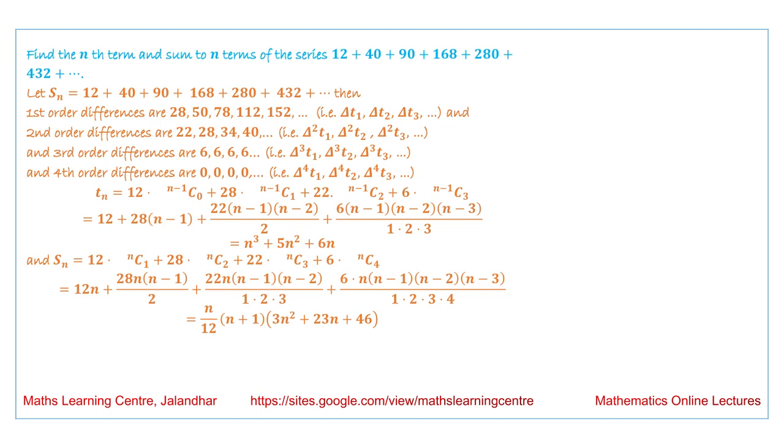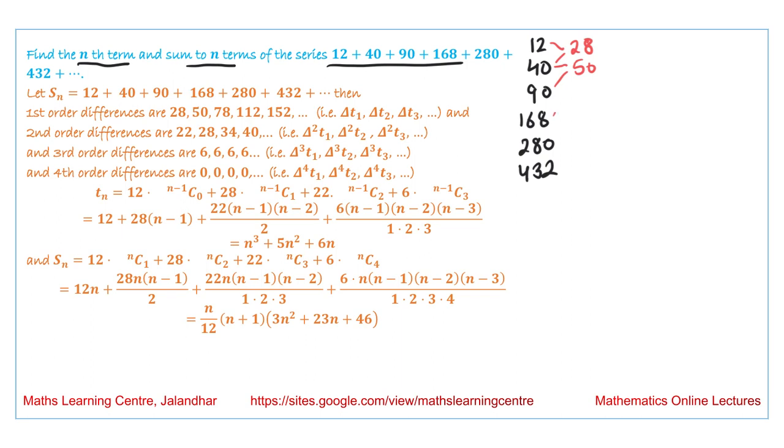So the question is, find the nth term and the sum of n terms of this series. The numbers are 12, 40, 90, 168, 280 and 432. Now if we calculate the first differences, between these two numbers it is 28, then 50, then 78, then 112, then 152. So these are the first differences.